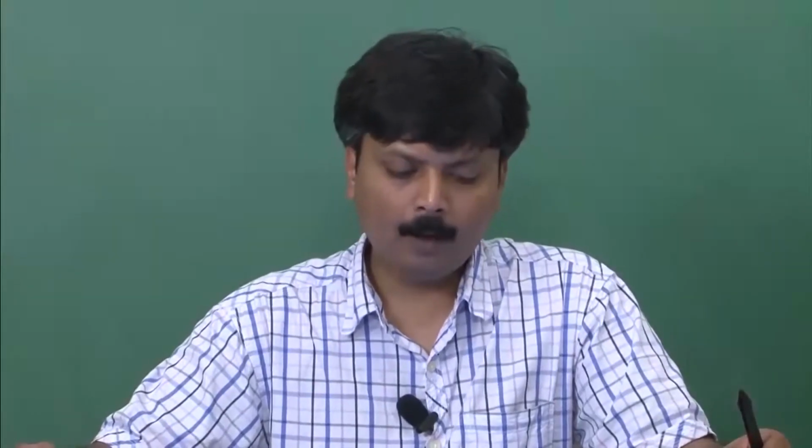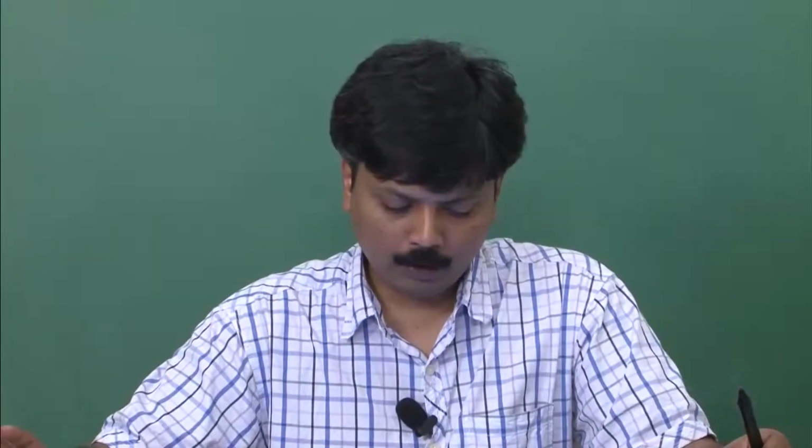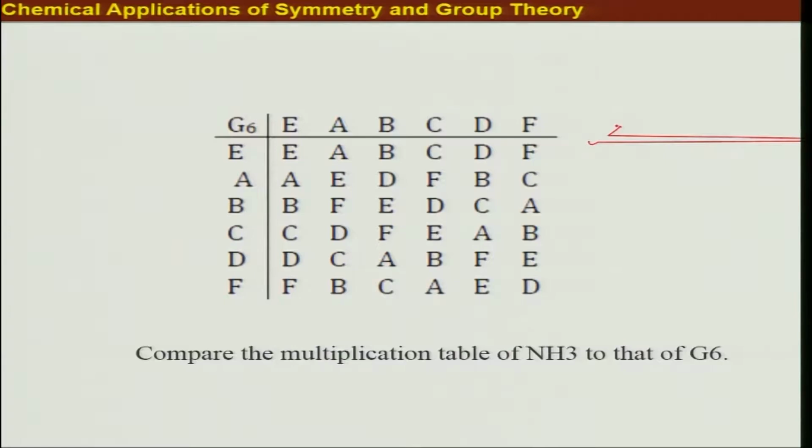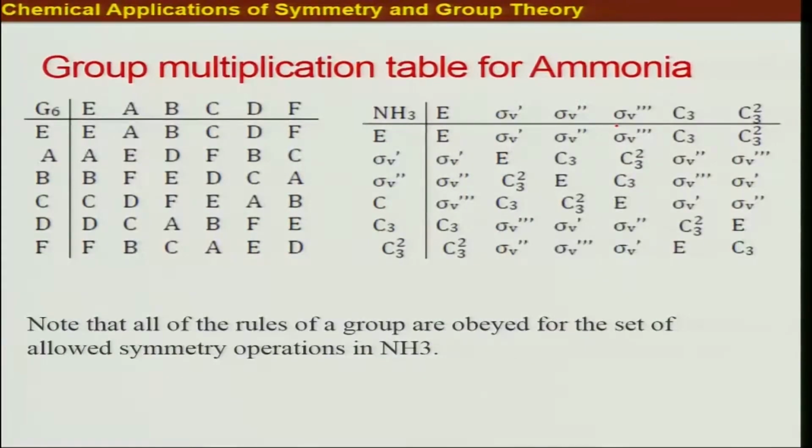Now, can we compare the multiplication table which is on your screen right now with the multiplication table of C3v particularly, that is for ammonia. Okay. So, let us have a look at that. Now, G6 is again there on the screen, and you have also the group multiplication table for the symmetry operations of ammonia. So, what do you see? Here all the multiplications are provided.